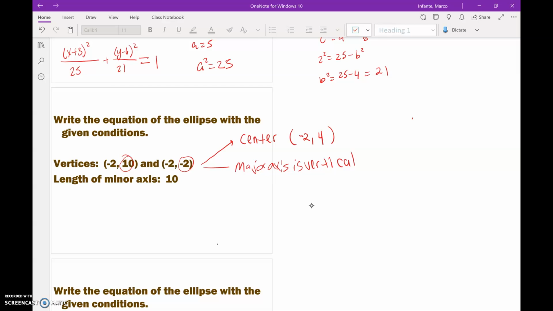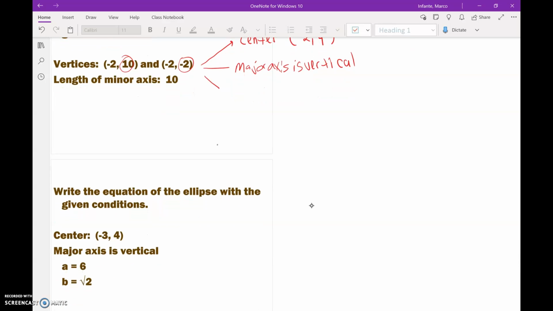And we know that the center is (-2, 4), and the distance between the vertices would make the length of the major axis. So the length of the major axis is the distance from 10 to -2. That's 12. And remember, the reason we ask for the length of the major axis is to find the variable a, which means a equals 6. And we're going to have to use a squared at some point, so let's just find a squared, which is 36.